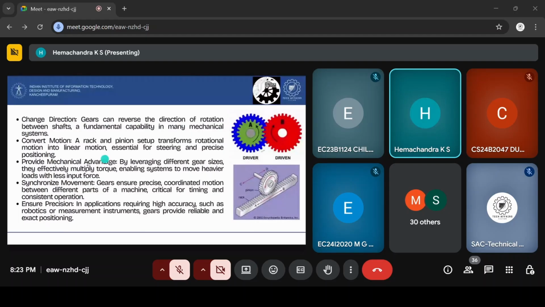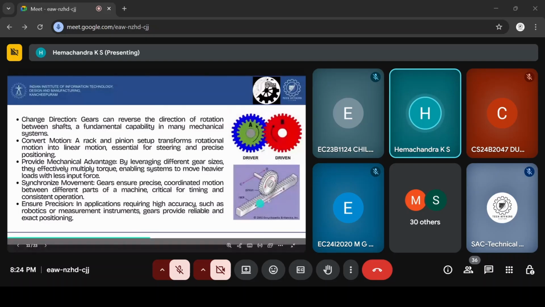The next application is to convert motion. As I said, rack and pinion setups are used to transfer the motion type. Here's an example of a rack and pinion. As this gear moves, this rotational motion is converted into transverse motion as shown here. This gear rotates so that this rod will move back and forth. These also provide mechanical advantages. They synchronize movement speeds, and there is also much precision when we use gears.